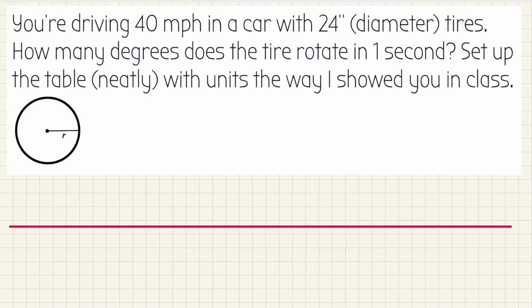You're driving 40 miles per hour in a car with 24-inch diameter tires. How many degrees does the tire rotate in 1 second? We're going to do this using a table, and it's very neat and organized.